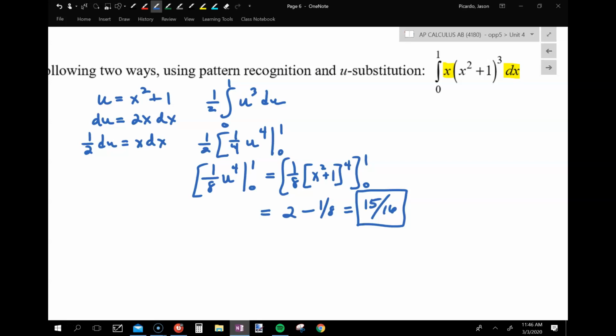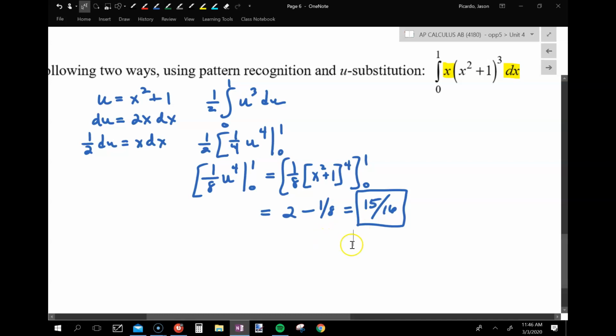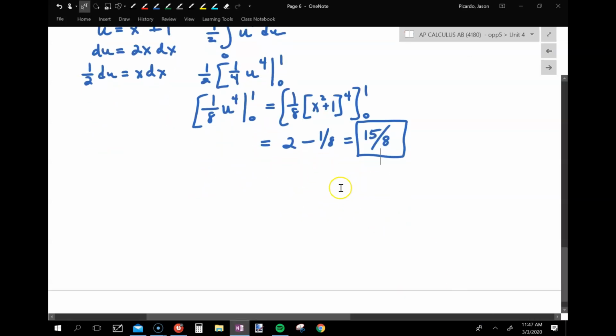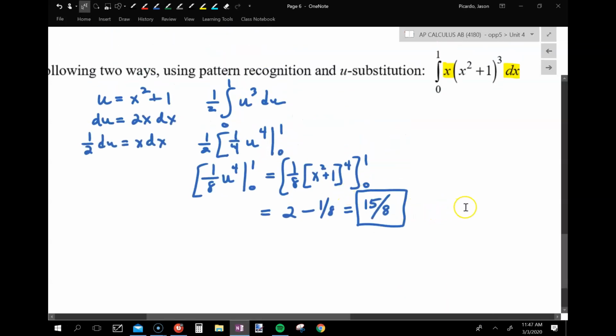How's that? How's that seem? Okay, Lexi? You agree? Gould, how'd I do? Say it again? Oh, yeah. Sorry. Yeah, 15 eighths. Sorry. You're right. 15 eighths. How could I know if I did it right?